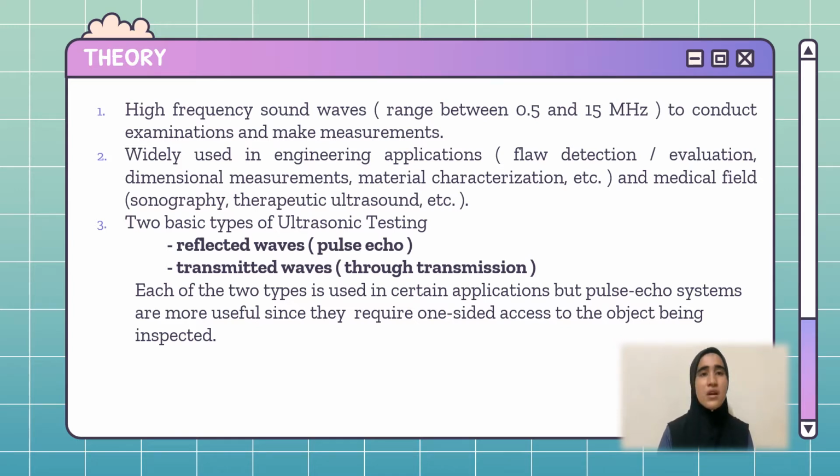Third, there are two basic types of ultrasonic testing. First is reflected waves, which is pulse echo. Second, transmitted waves, which is through transmission. Each of the two types is used in certain applications, but pulse echo systems are more useful since they require one-side access to the object being inspected.